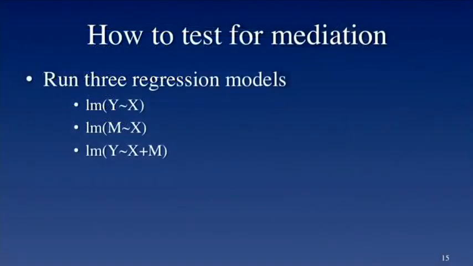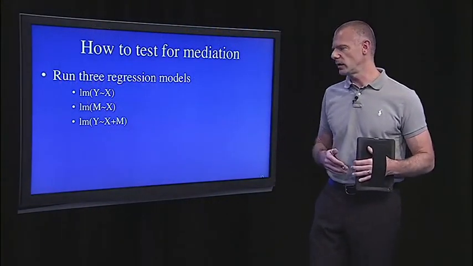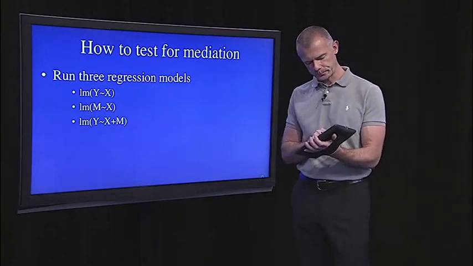These are the 3 regression equations you'll run. Again, LM is the function, and it stands for linear model. You do one that just shows you the direct relationship between x and y. Obviously, there has to be a relationship to mediate, right? Then you want to make sure that the mediator and x are related. And then you do this full model. And the question is, what happens to the predictive validity or the predictive value of x after adding in m?